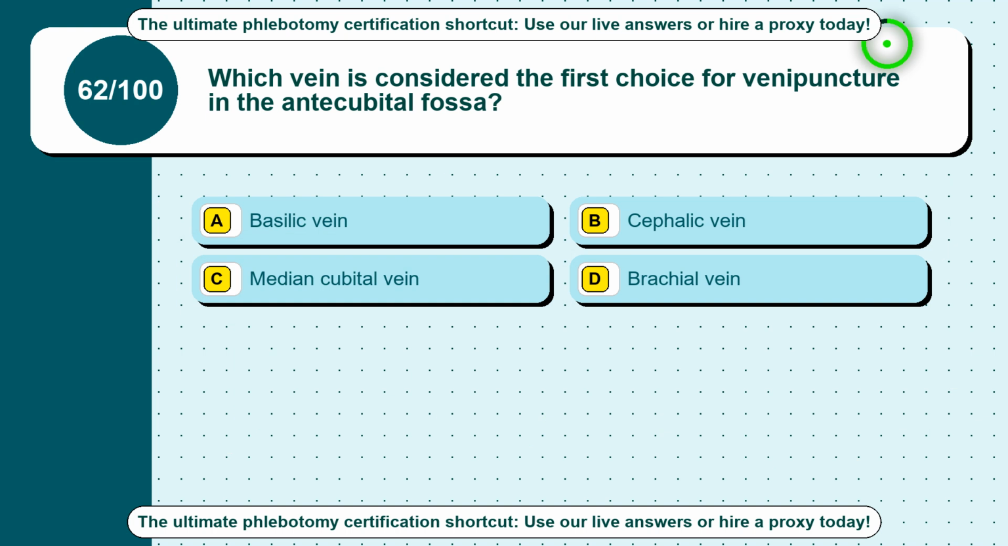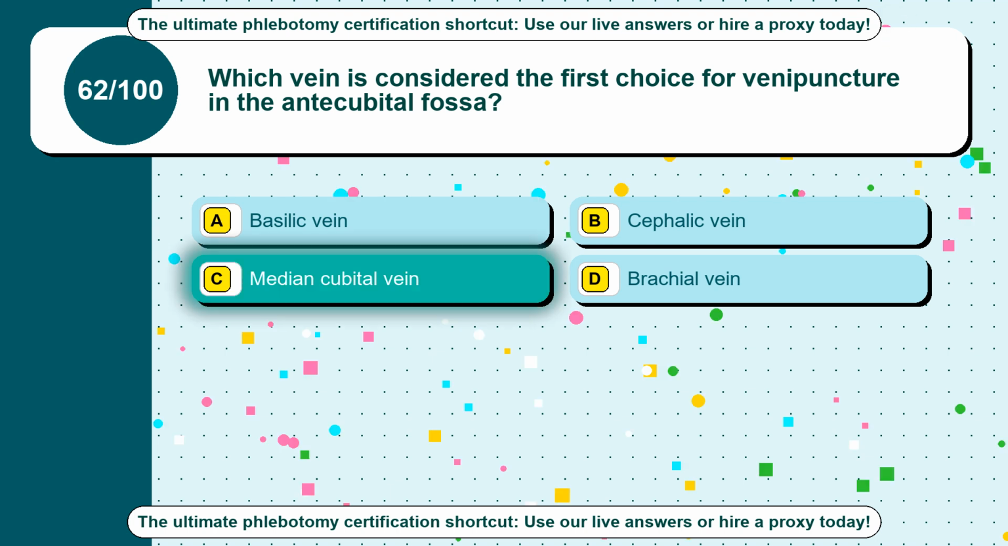Question 62. Which vein is considered the first choice for venipuncture in the antecubital fossa? Option A, basilic vein. Option B, cephalic vein. Option C, median cubital vein. Option D, brachial vein. The correct answer is option C, median cubital vein.